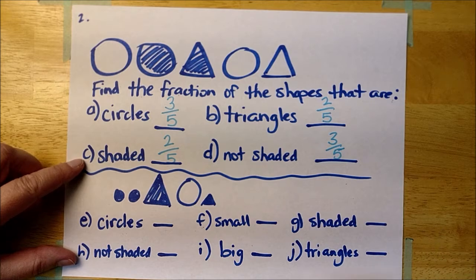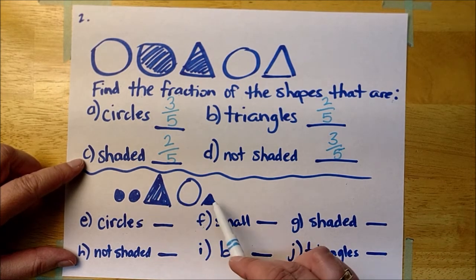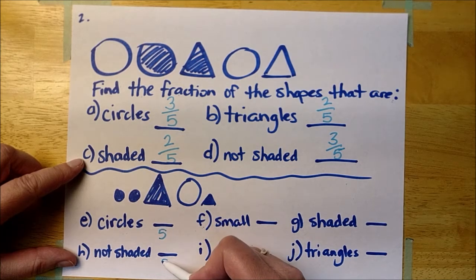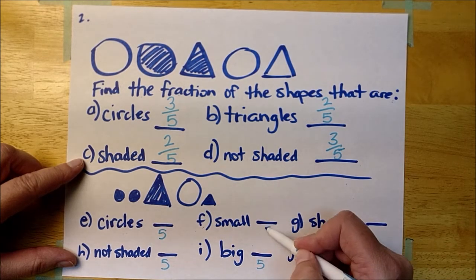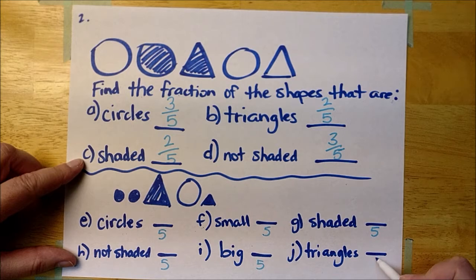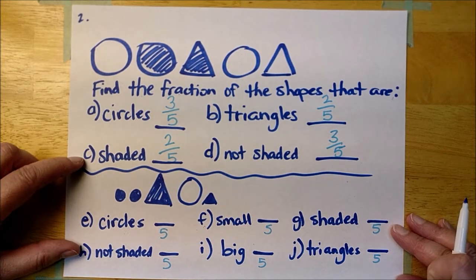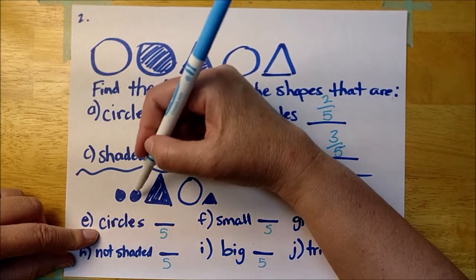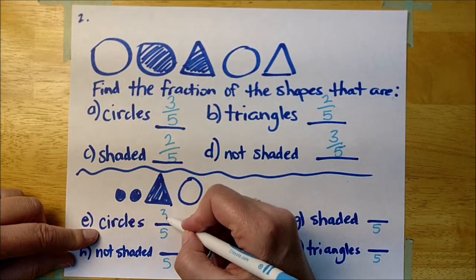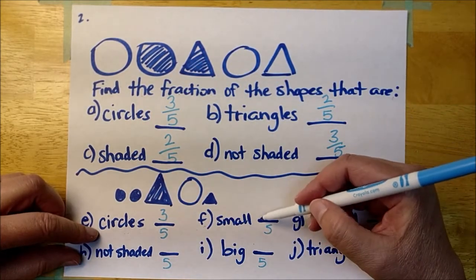Okay, I have to start with my bottom number. 1, 2, 3, 4, 5. There are 5 shapes. So for each one of these, my bottom number, my denominator, is 5, because there's always 5 shapes. Now I have to count how many are circles. 1, 2, 3 of them are circles. How many of them are small?